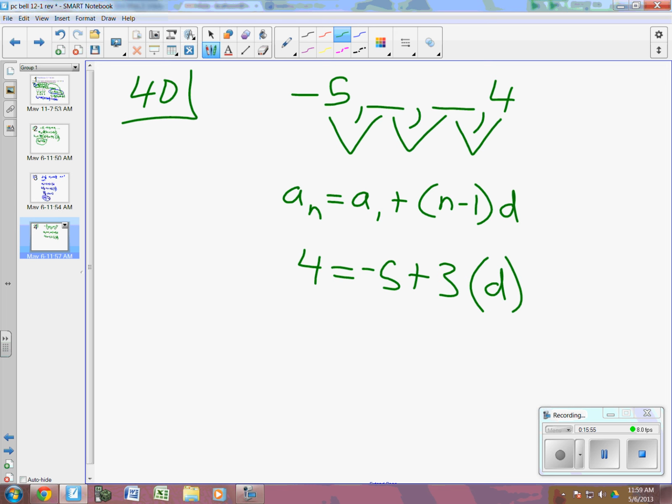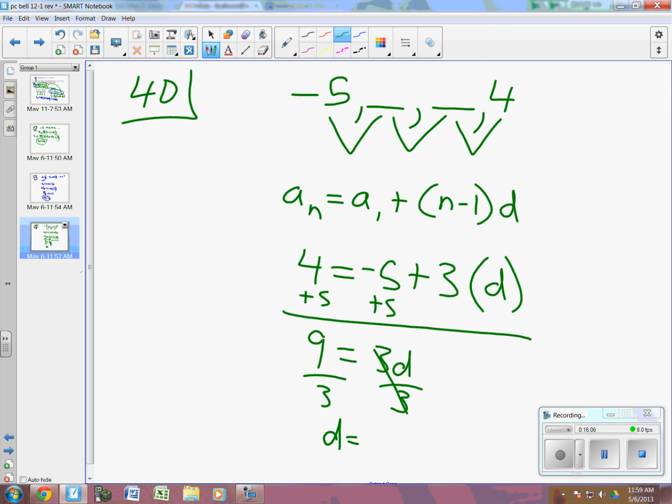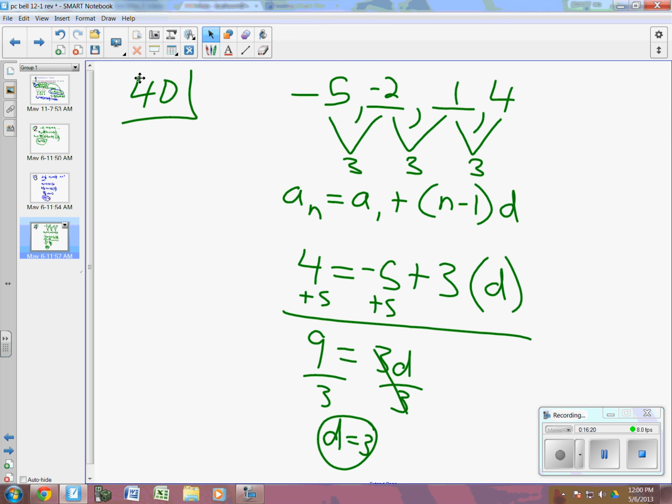So I add 5 to both sides, and I get 9 equals 3d. Divide by 3, and I get d equals 3. There's my common difference. I just say, okay, negative 5 plus 3 is negative 2. Negative 2 plus 3 is 1. And 1 plus 3 is 4. I've got it. Okay? So essentially, I did that in my head, but just not using that formula. So that's how you're going to do it on the test, probably, because it's going to be a lot more difficult problem than that, most likely. But it doesn't necessarily. And just plug it into that formula and solve for d. Okay? Got it?